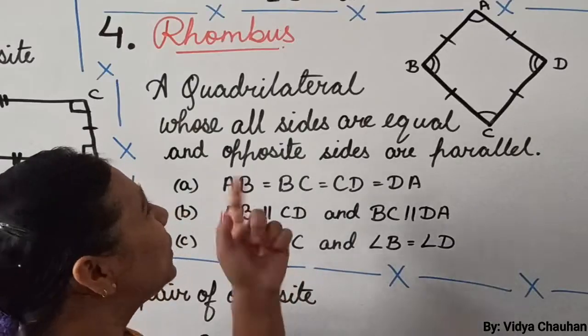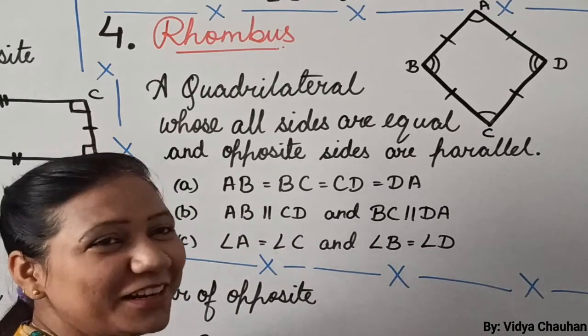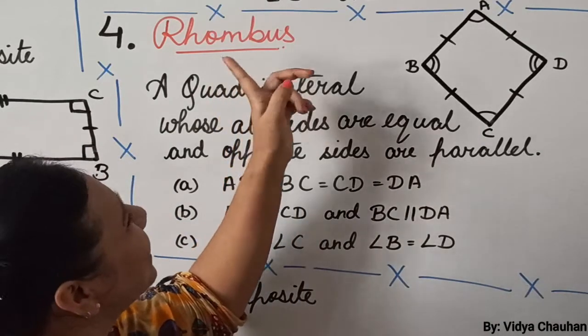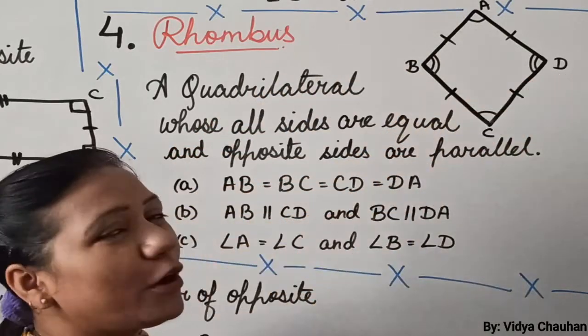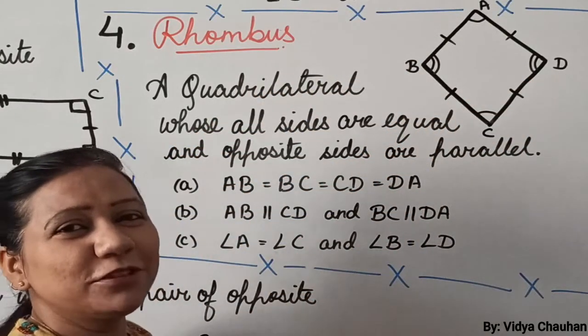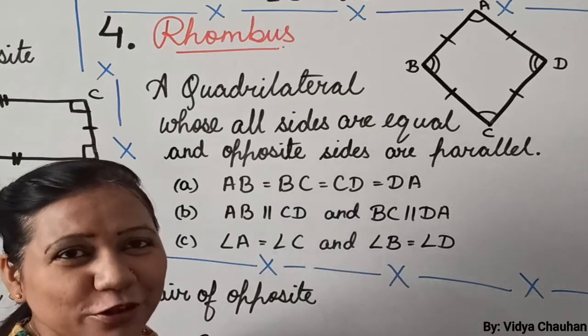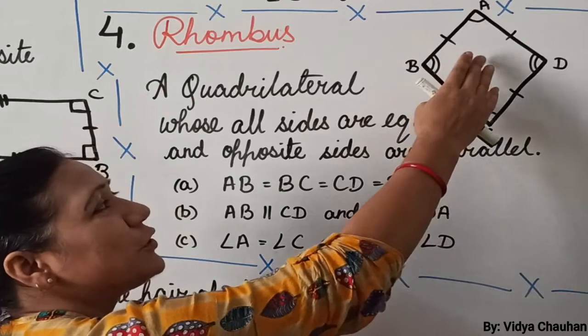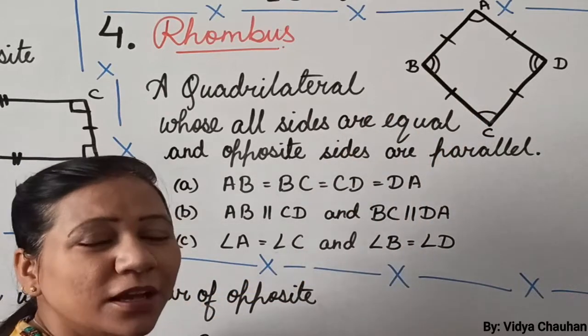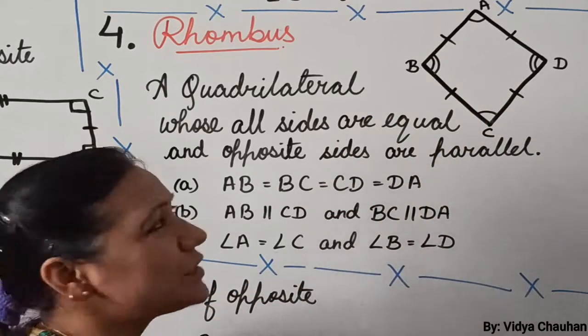Understood? Now the fourth type of quadrilateral is our rhombus. As you can see here in this shape, this is the shape of a rhombus. Sometimes many students call it a diamond shape also, and yes, in common language we call it a diamond shape, but this is actually a rhombus, one of the types of quadrilateral, students.